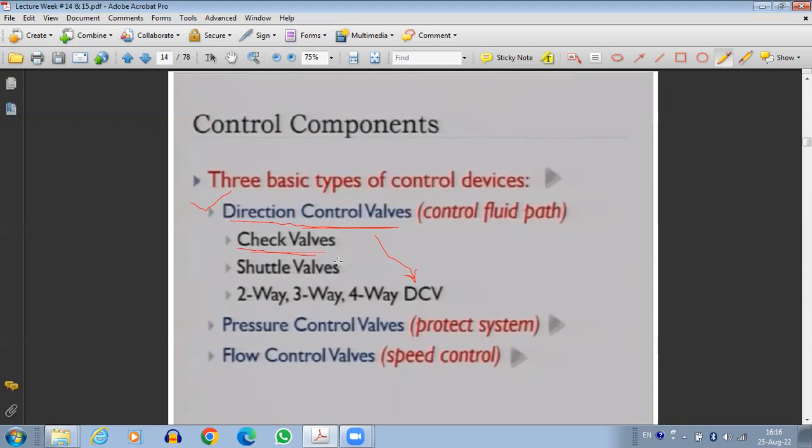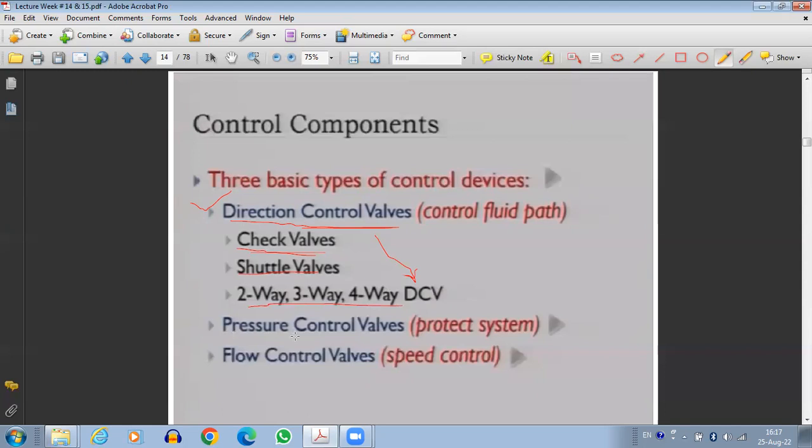And then we have the shuttle valves. Shuttle valves, as the name implies, allow one of the flows to pass through at one time. We are going to see the construction of these valves. Then the most common ones are basically two-way, three-way, or four-way DCVs, which are basically using a spool. We are going to look at the construction of this as well. These are basically the direction control valves, DCVs.